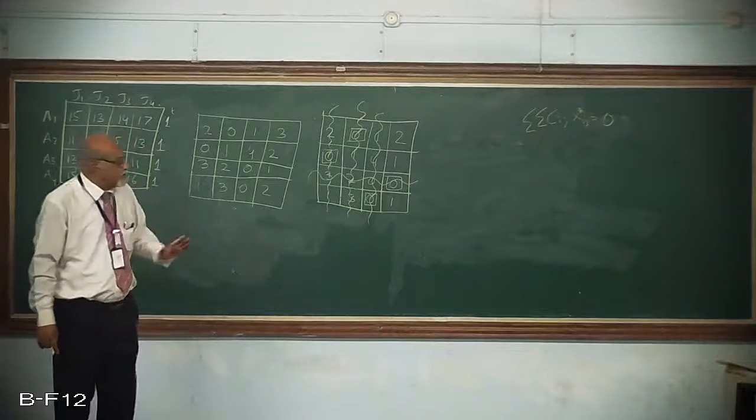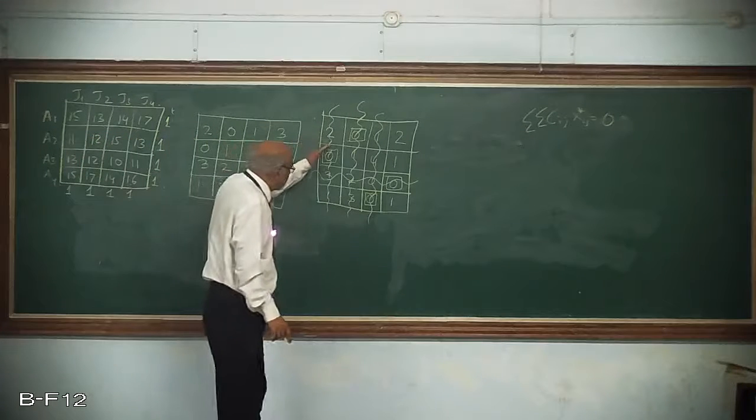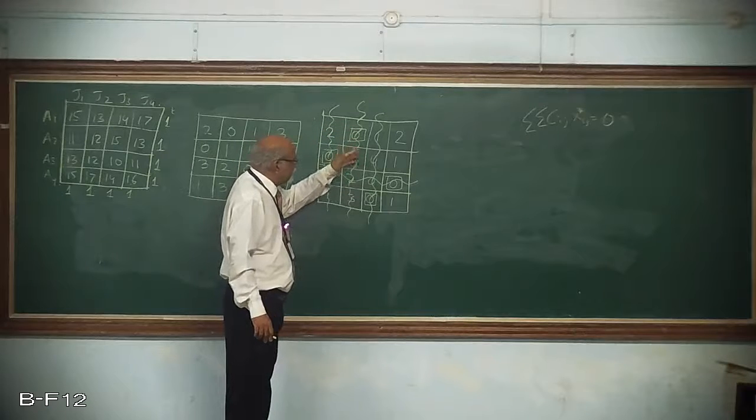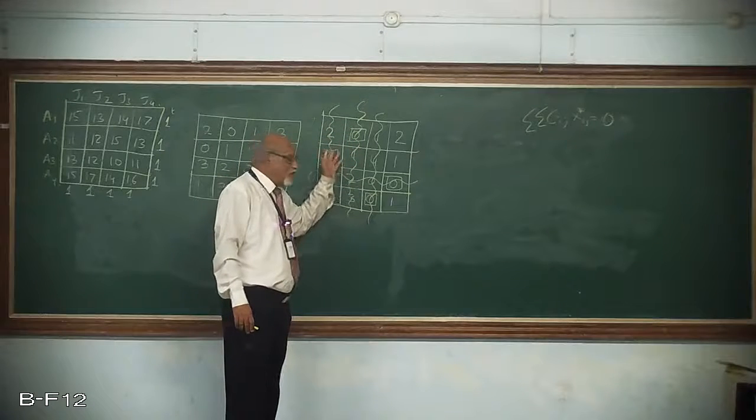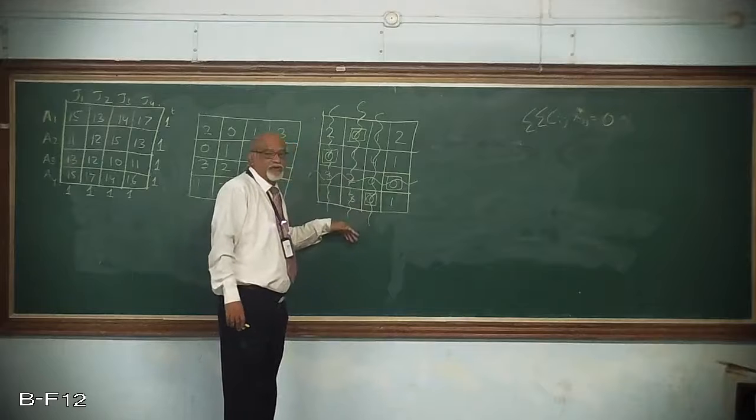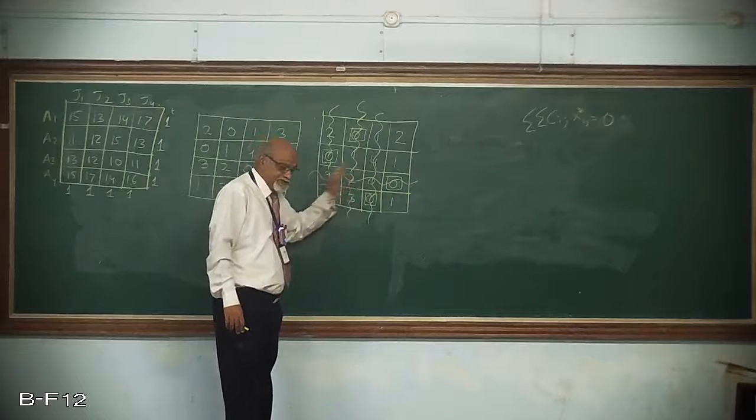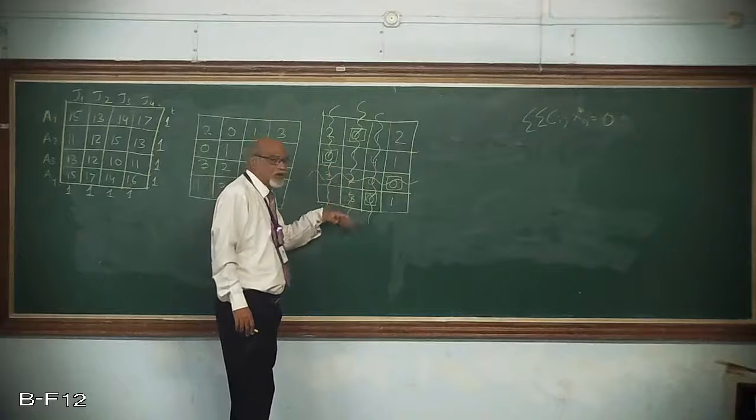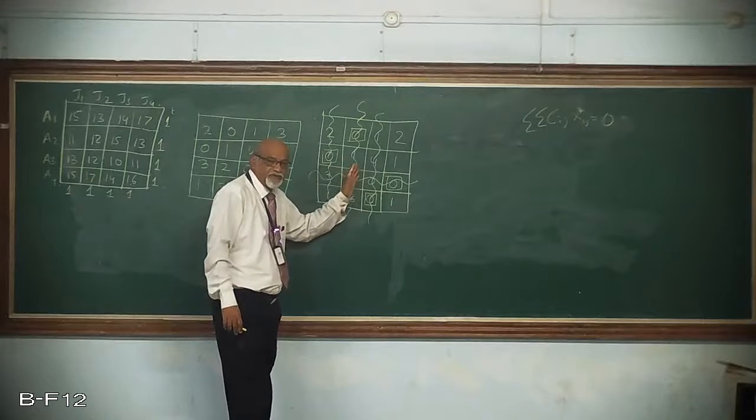Have you understood? Now, fortunately, what has happened? By using this procedure, I am able to cover all the zeros with the minimum number of lines, and this minimum number of lines is exactly equal to the order of the matrix, in this case 4.